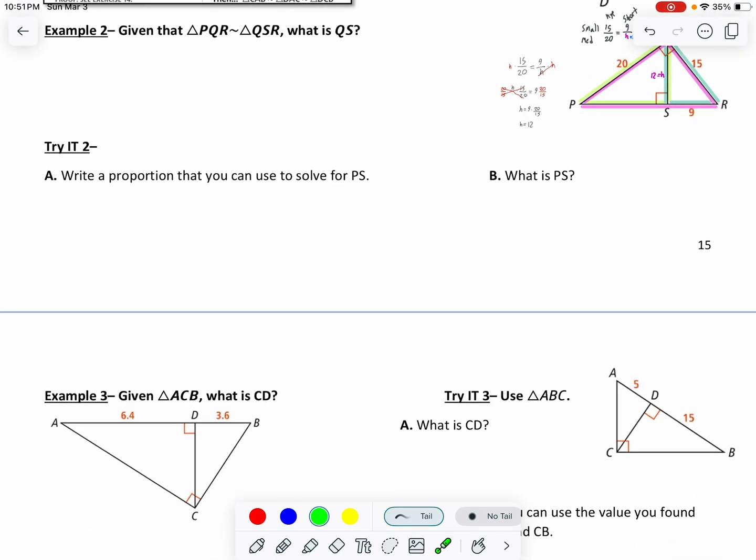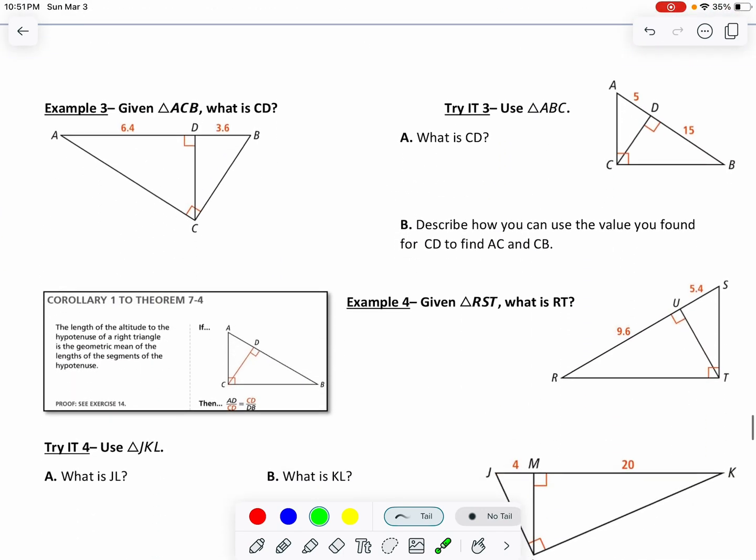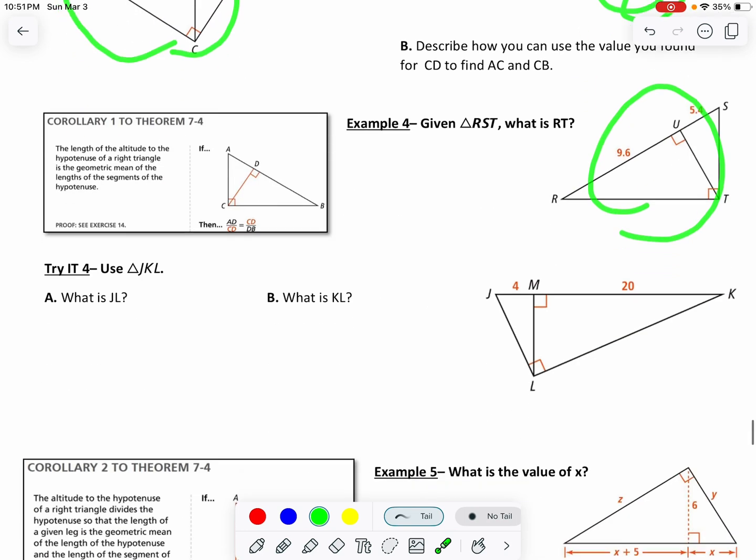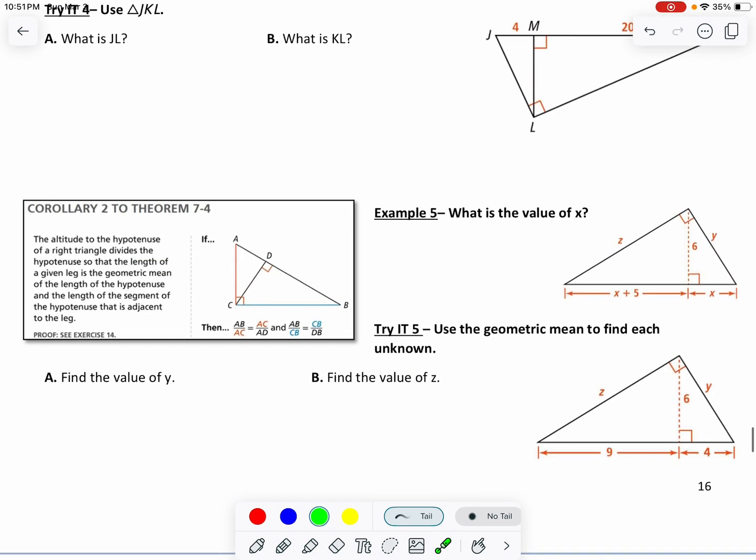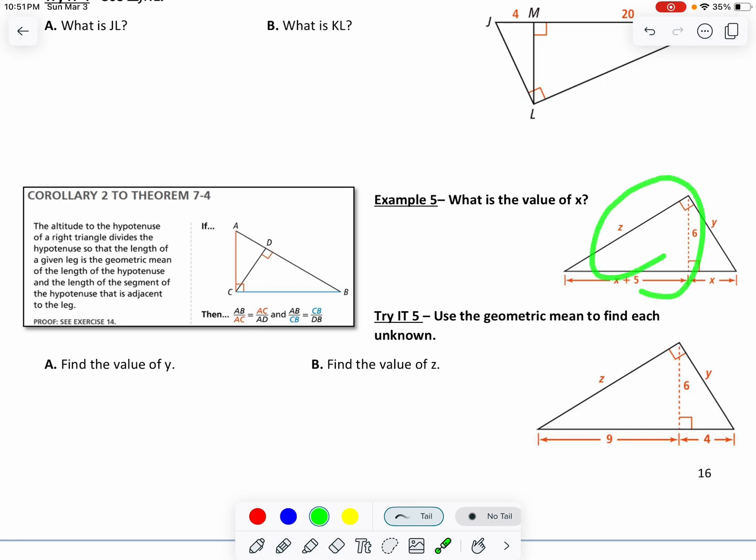Now, if you turn the page to page 16, you will see 1, 2, 3, 4, 5, 6.